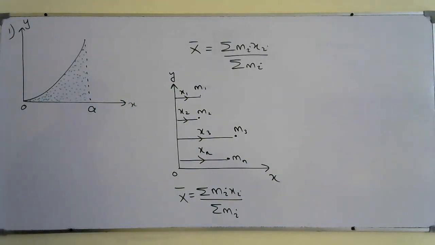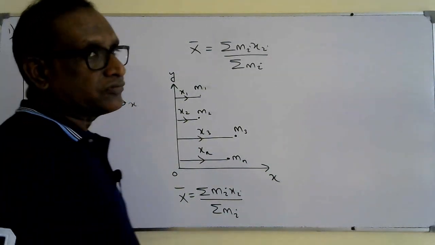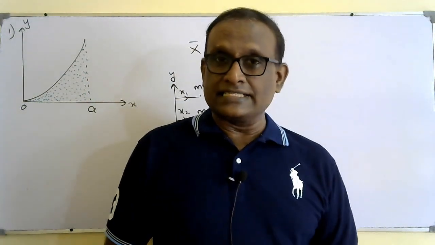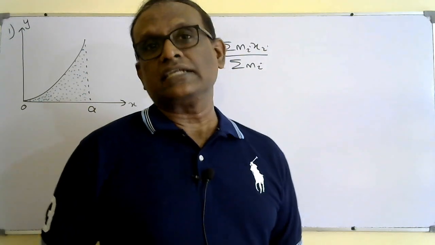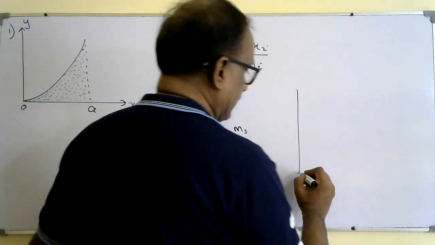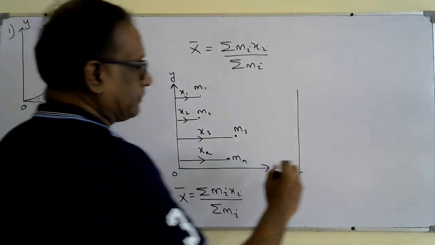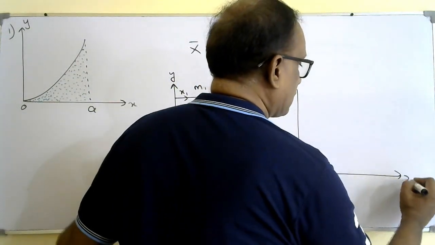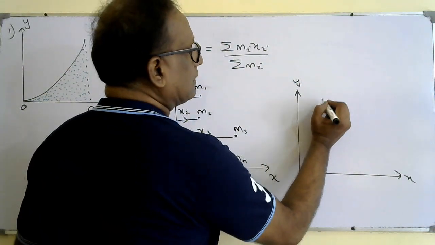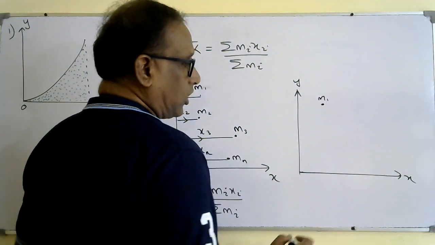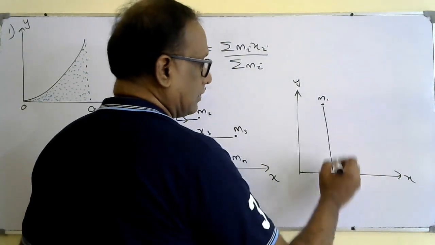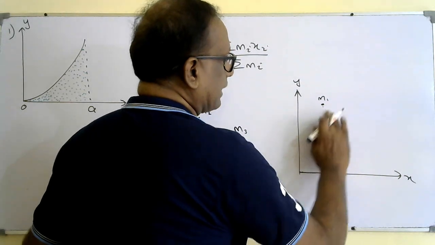Right. Same way, I can find the center of mass of the system of particles from the x-axis. That is, I can find the y-coordinate of the center of mass of the system of particles. So for that, I can draw the diagram again like this, or I can use the same diagram, but I'll draw it again. This is x, this is y. There's a particle m1. Its y-coordinate from the x-axis is y1.